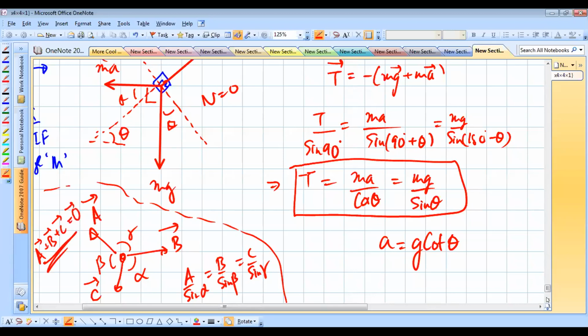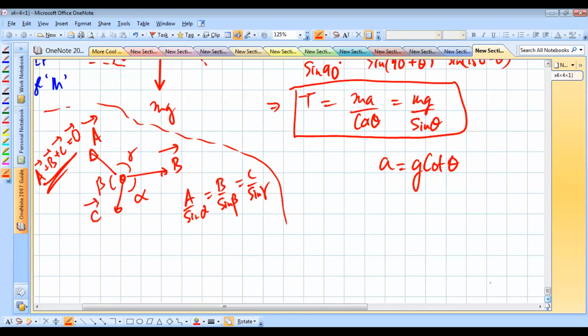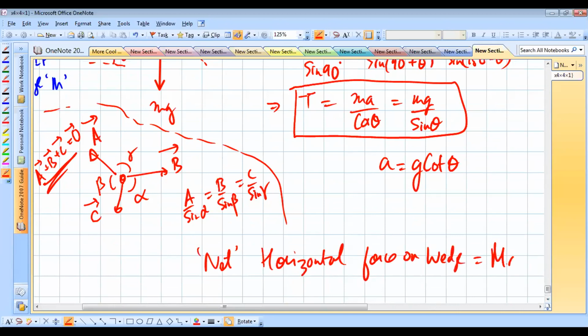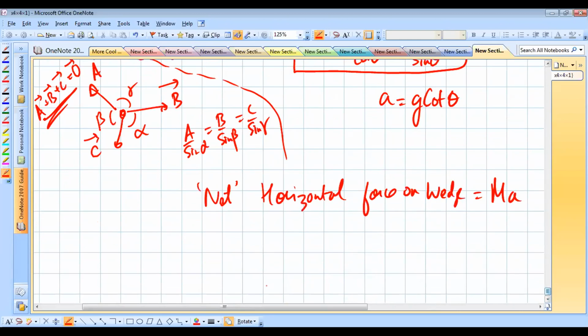So this is clear, right? Now, when we are talking about the net horizontal force on the wedge, very easy. Net horizontal force on the wedge is just equal to capital M into a. You don't have to worry about working out tension and F and all that.